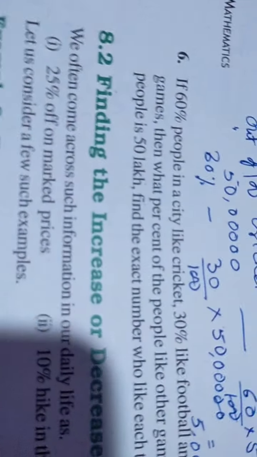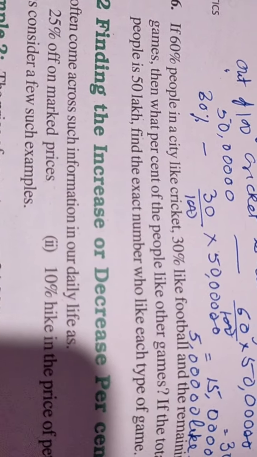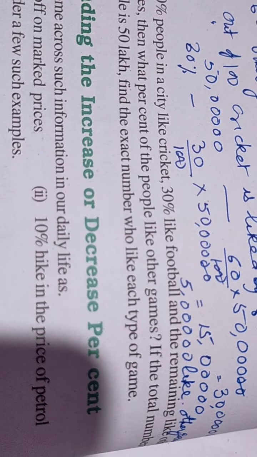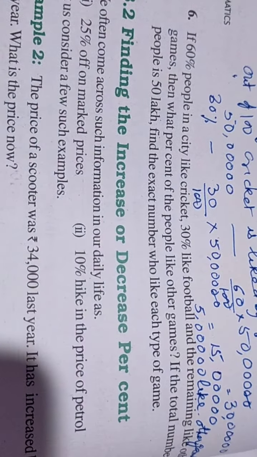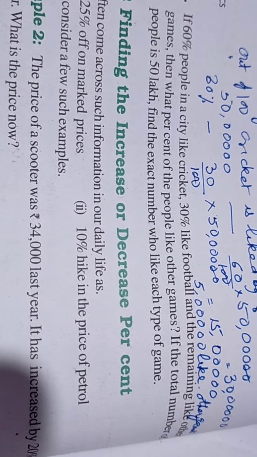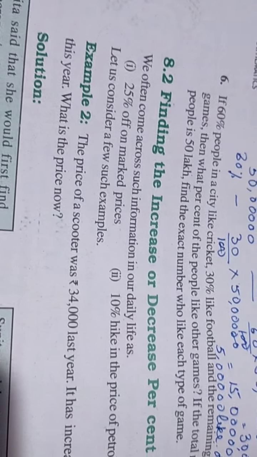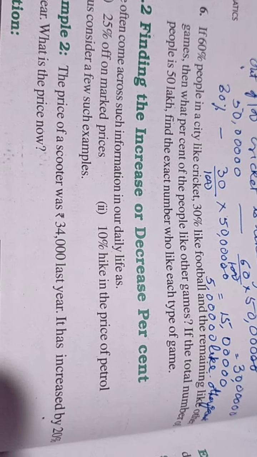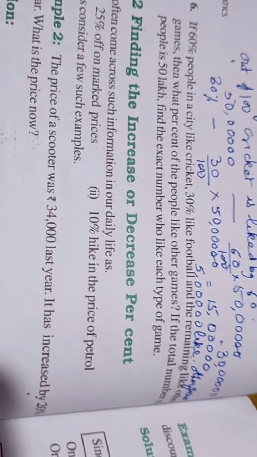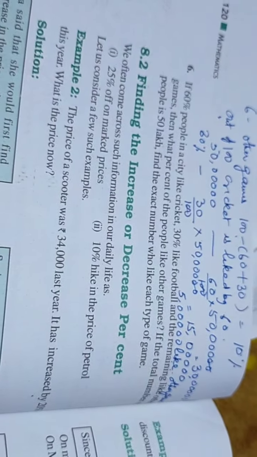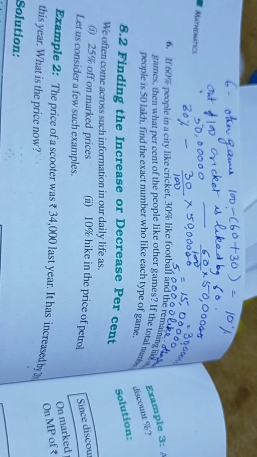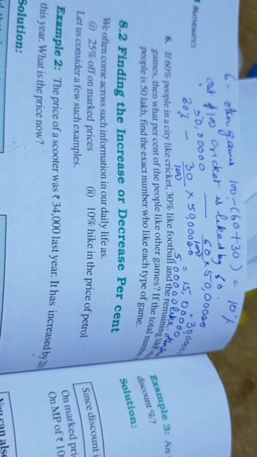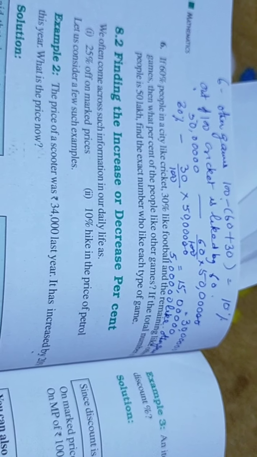Last question. If 60% people in a city like cricket, 30% like football and the remaining like other games, then what percent of the people like other games? If the total number of people is 50 lakh, find the exact number who like each type of game. This is a lengthy question. So, pehle to aap total kar dijiye sabko. 60 plus 30, so that is 90, that is 10% people liked other games.